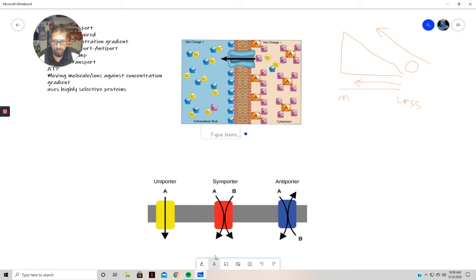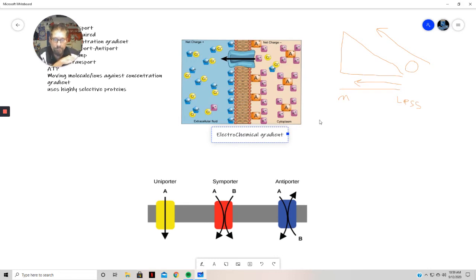And let me get another little box here. That was almost well placed. So we're talking, and this is a huge science word, electrochemical gradient.